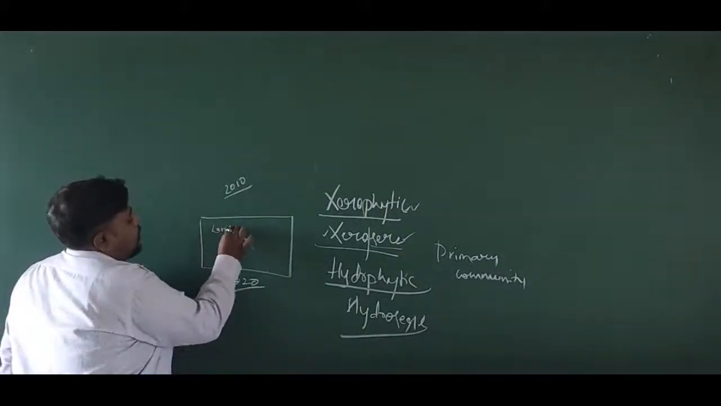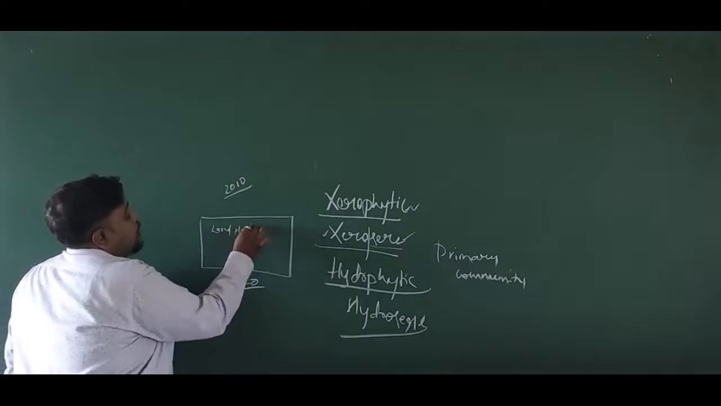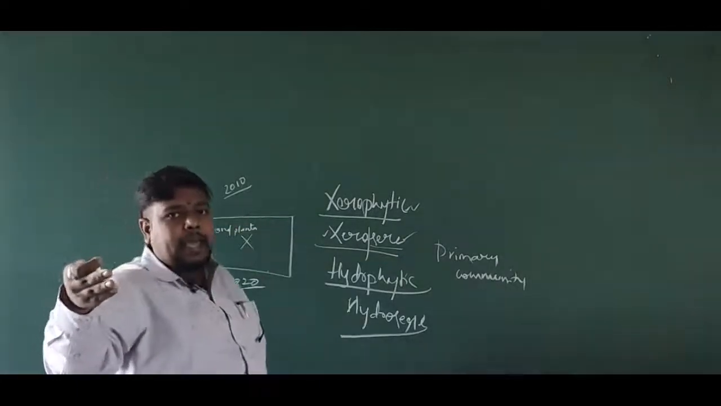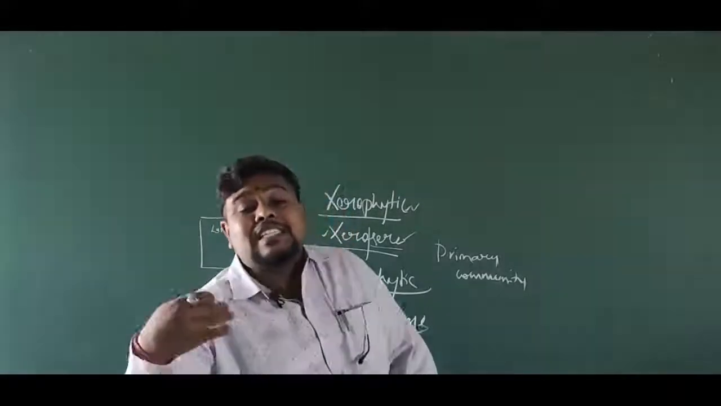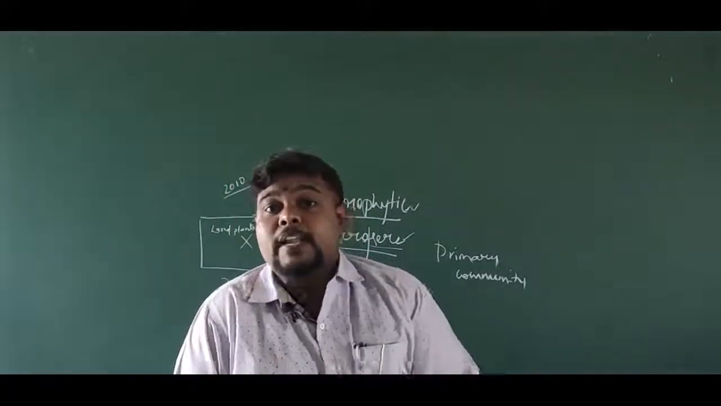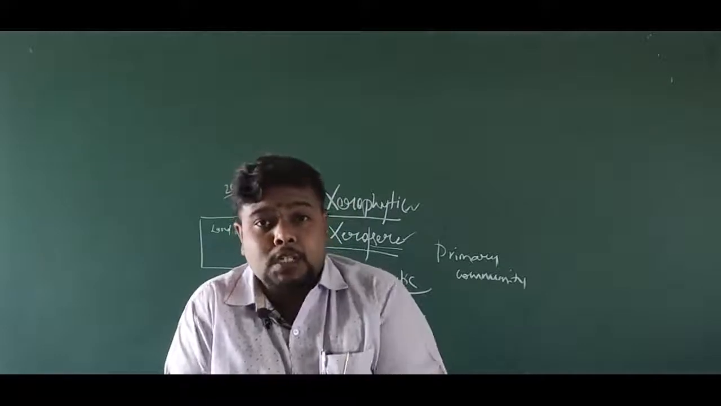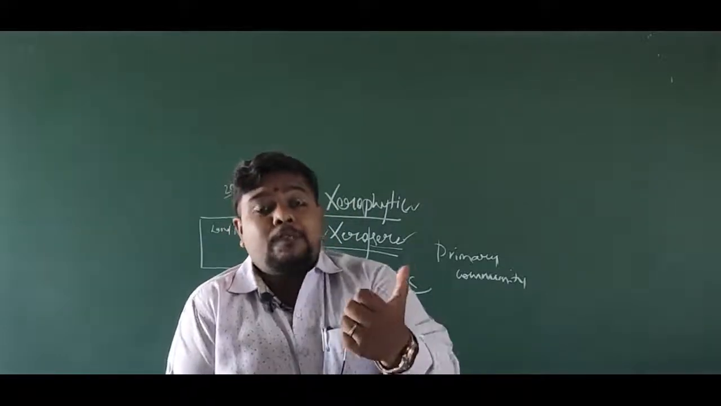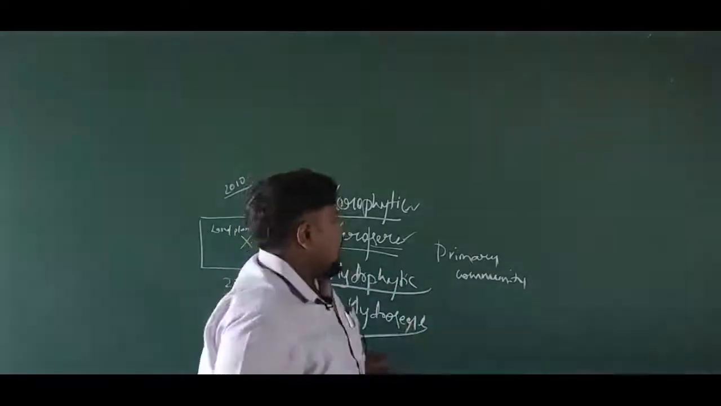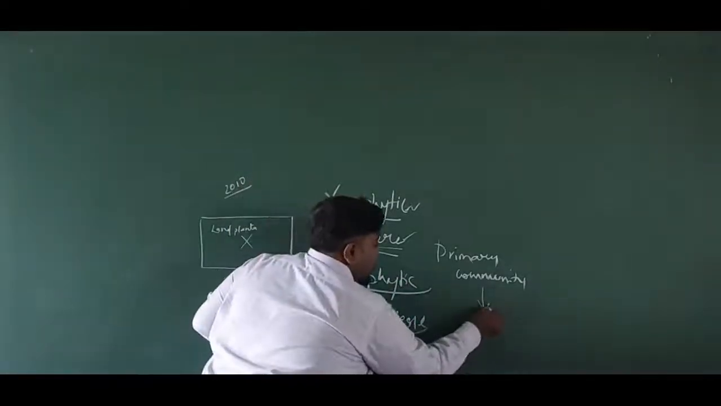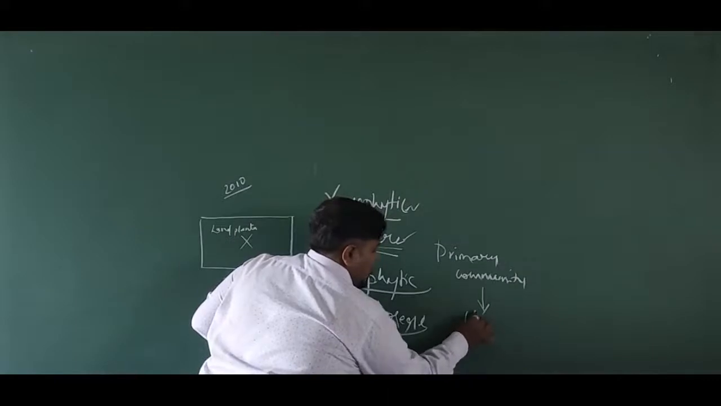Any land plants from your bryophytes, anything can take up there. They'll start from a land plant and go on in their succession, like a bryophyte, a pteridophyte, a gymnosperm, a shrub, a tree, and a climax community. So what do you mean by climax community? This is the last one, that is climax.